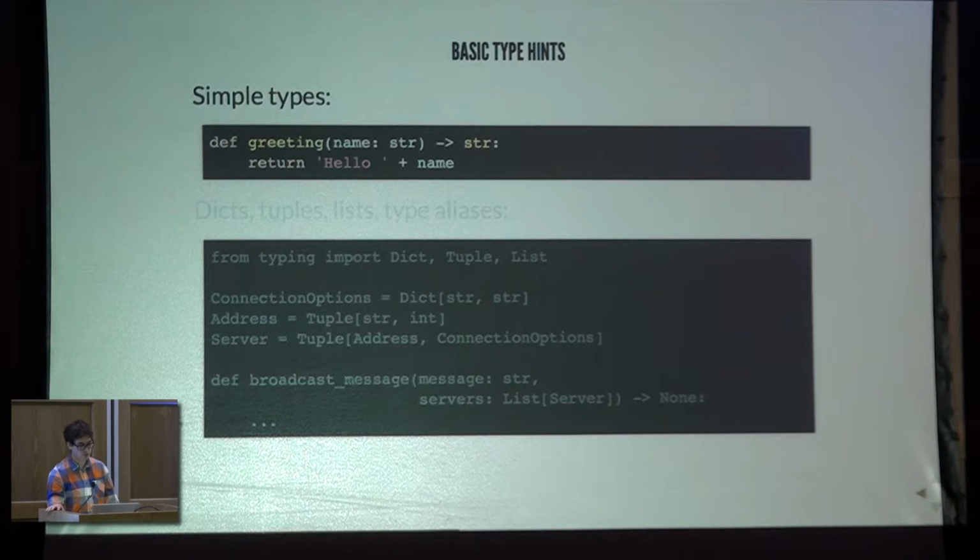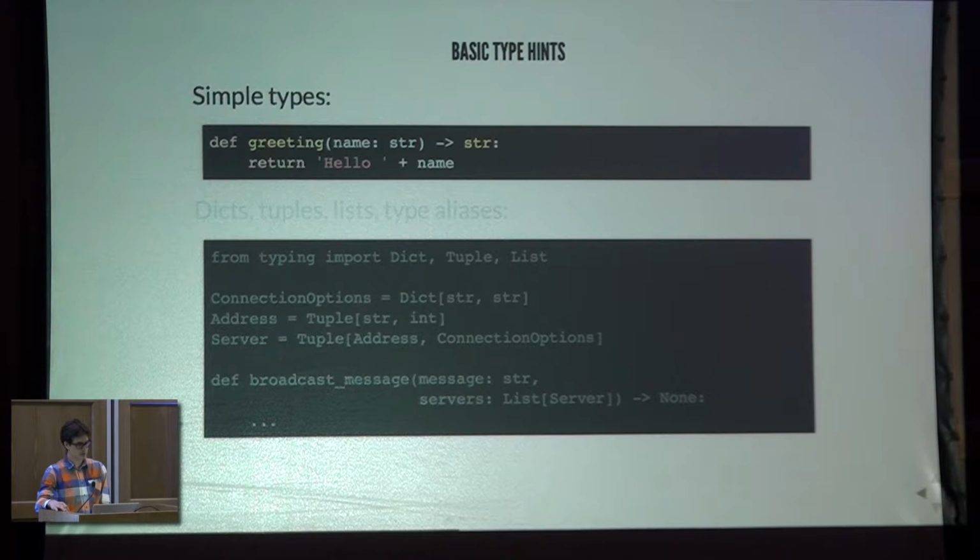So you can use simple types. So here's a greeting function that takes a string, returns a string, and it looks nicer than a docstring actually because it's part of the function signature, and so you don't have to follow NumPy docstring convention or Google docstring convention, it's just all there.